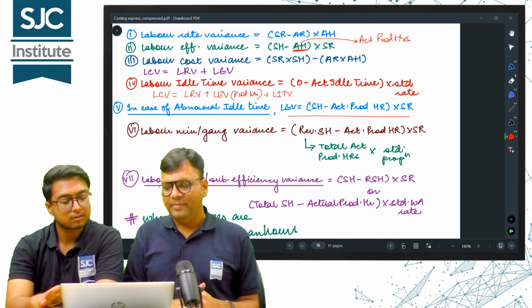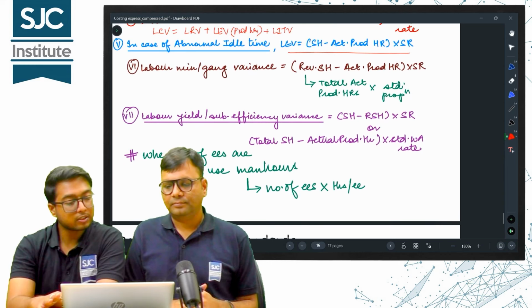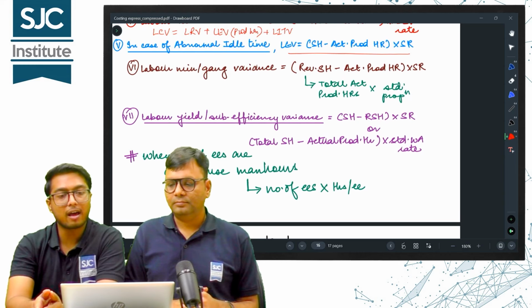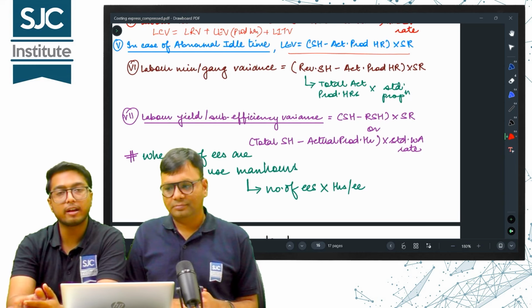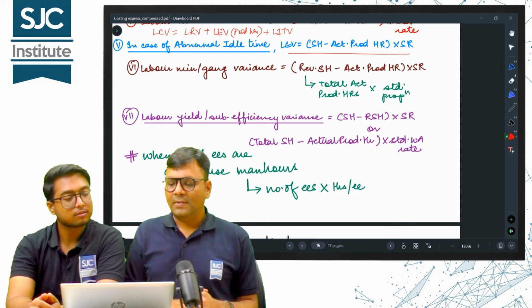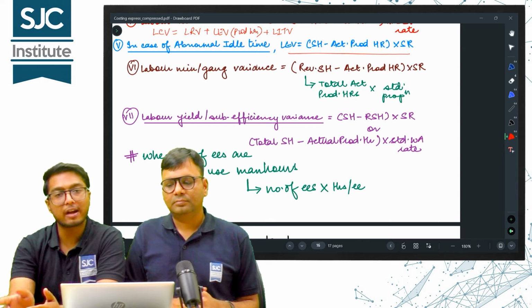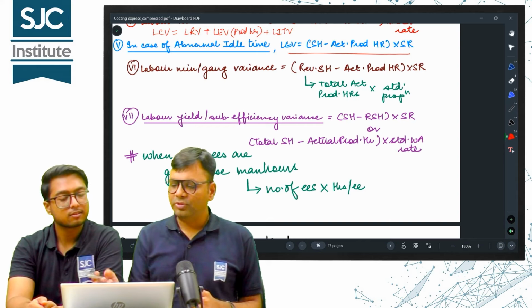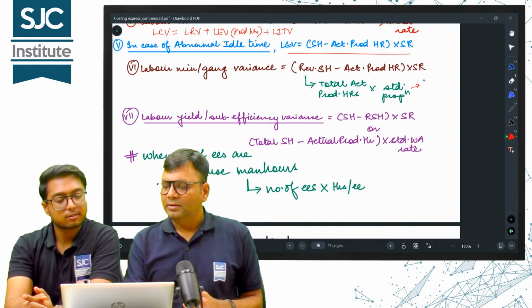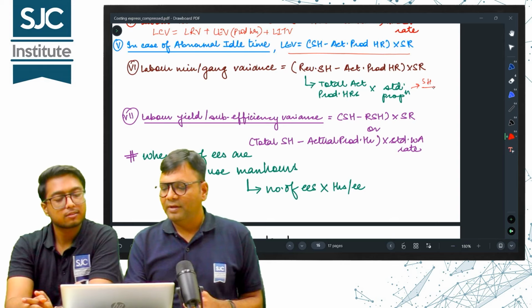How to calculate labor mix variance? The labor mix variance is equal to revised standard hour minus actual productive hour into standard rate. And how do you get revised standard hour? Total actual productive hours into standard proportion. What is standard proportion? It is the same: your standard hour divided by total standard hours.